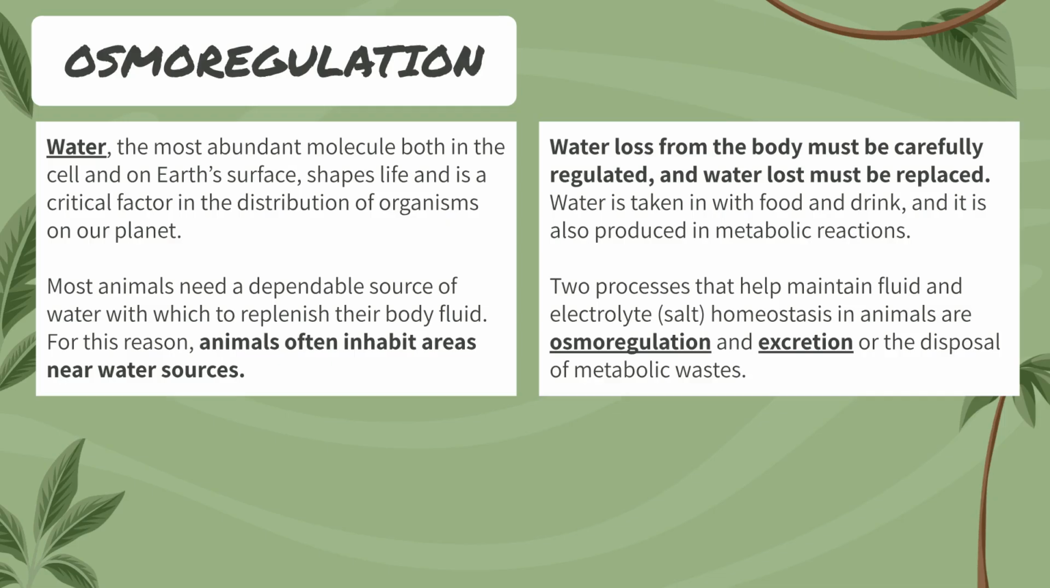Osmoregulation is the process by which animals regulate water and salt balance to maintain homeostasis. Because water is constantly lost through processes such as sweating, breathing, and excretion, it must be carefully replaced through food, drink, and metabolic reactions.